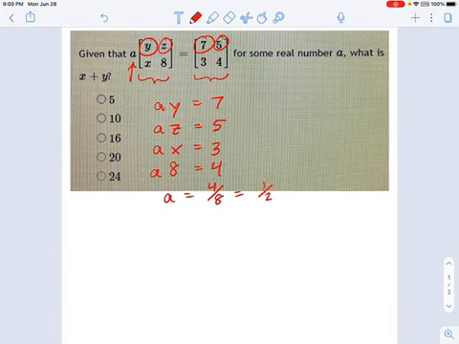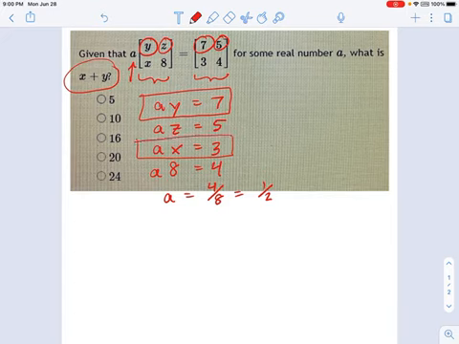Okay, so if that's the case, I can rewrite some of these other equations. And what am I interested in? What's the problem asking for? Remember, it wants X plus Y. So here's the equations I want to know. I want to use this one, and I want to use this one. So let's rewrite those equations using this clue that we discovered about A equals 1/2.